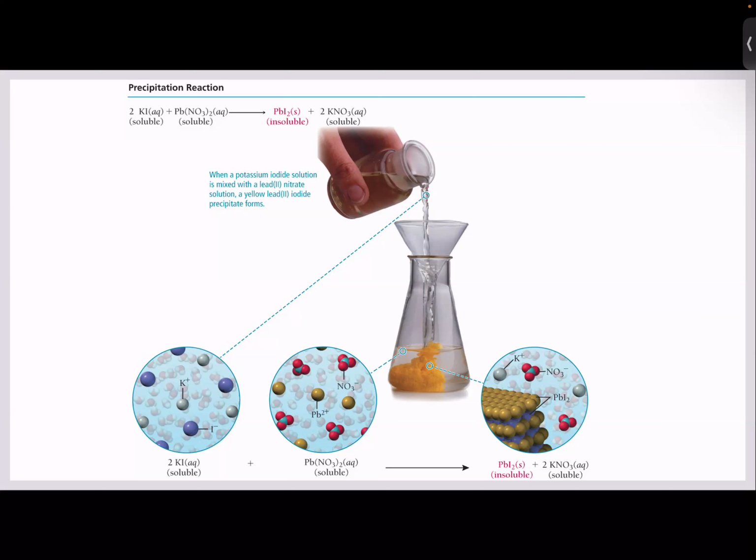Now, when the potassium iodide combines with lead nitrate, a precipitate forms. This precipitate is the result of the lead combining with the iodide to form an insoluble solid that precipitates out. The remaining potassium and nitrate are spectators in this process, and they just continue to exist in solution. But the lead reacts with the iodide to form a solid.